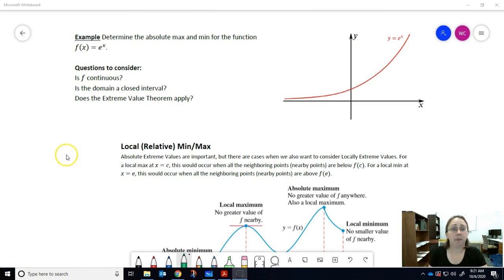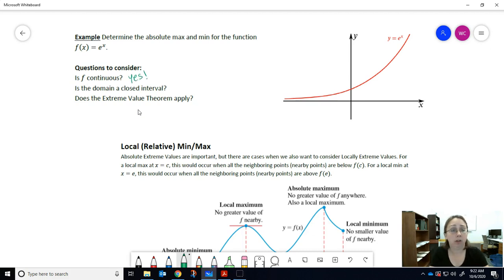Okay, so here's an example. Determine the absolute max and min for the function e to the x. Now, I've actually drawn the graph here. So we can look at the graph, but remember some things that we've talked about are continuity. You need continuity to be able to talk about absolute max and absolute min, especially if you want to get to the extreme value theorem. So in order for the extreme value theorem to apply, you need to ask these two questions. Is f continuous? Yes, absolutely.